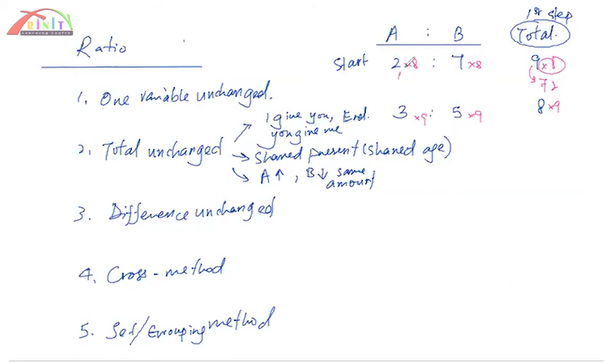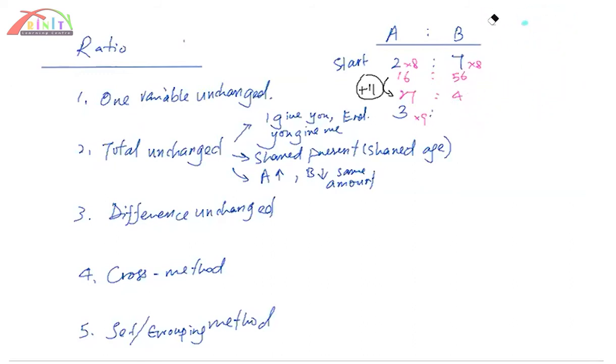As a result, this will be 16:56. This one will be 27:45. For all total unchanged questions, you should see that the amount of the increase here will be the same number as the amount of the decrease here, plus 11 minus 11. If these two numbers do not match, you have done something wrong. Is this clear? Yeah. Okay. So that's for total unchanged.